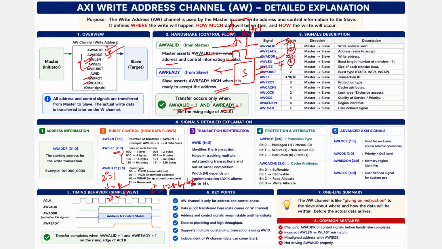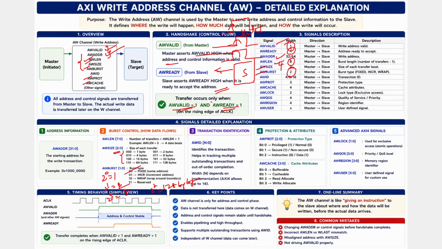And then the burst type is 2 bits. Based on the 2 bits, it tells which type of burst transaction I want to do. There are 4 burst types here. 00 means a fixed burst.